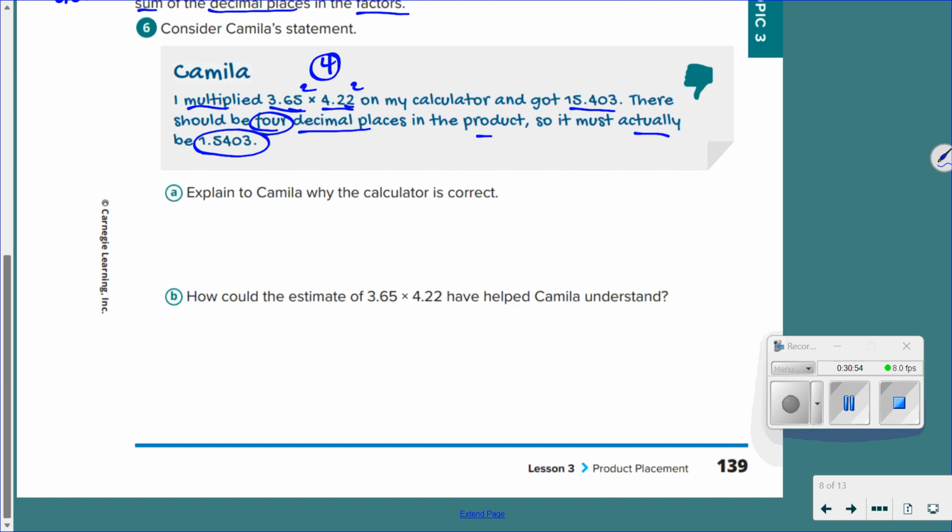This only has 3 decimal places. So here's where estimation can help you. If we estimated these numbers, 3 and 6/500 is about 4. 4 and 2200 is 4. 4 times 4 is 16. So does the calculator look like a good answer? Does her change make it look like a good answer?